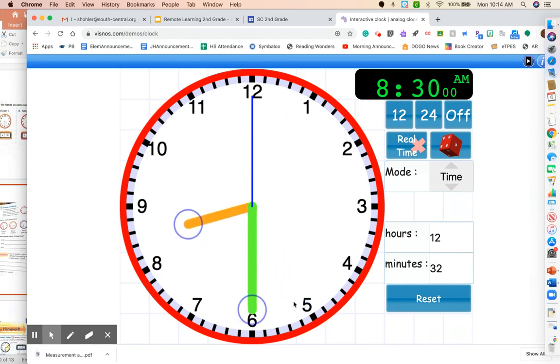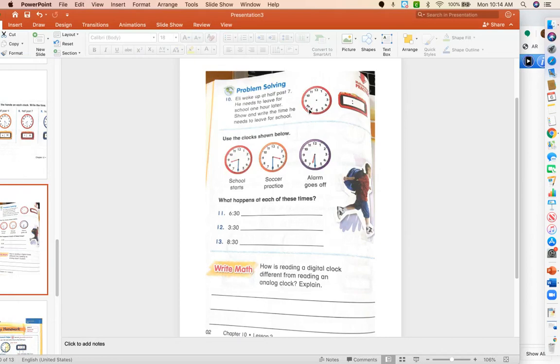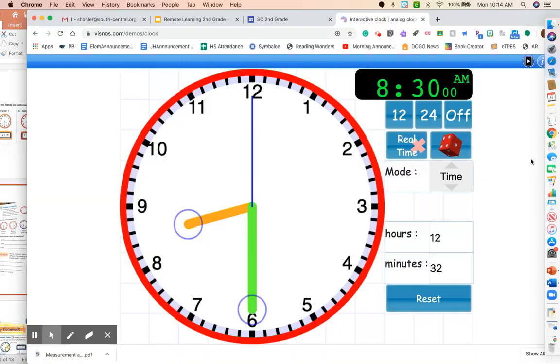Now what time is it? It is 8:30. It has gone one whole hour around the clock. The minute hand has gone one time all the way around, and it says that it is 8:30. So I'd like you to draw 8:30 on your clock right here on both the analog clock and the digital clock. Go ahead and put me on pause while you do this.